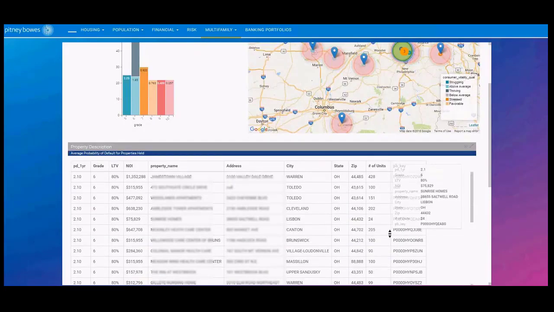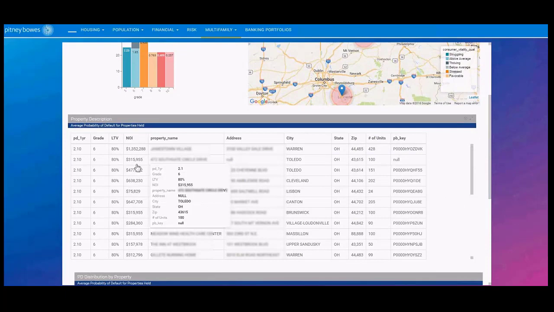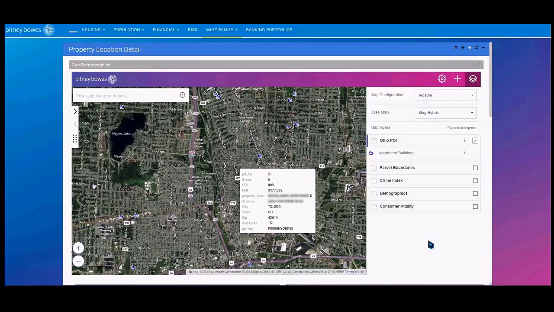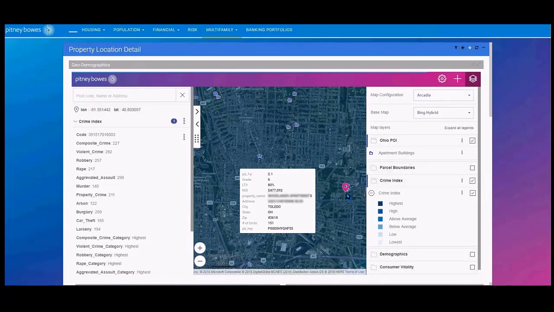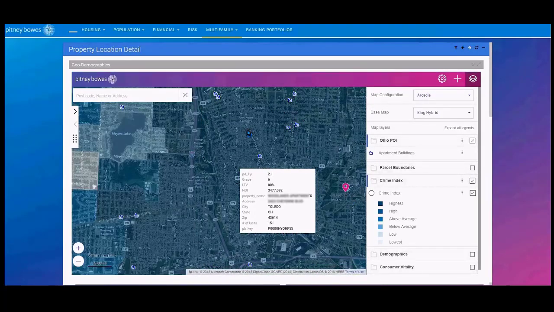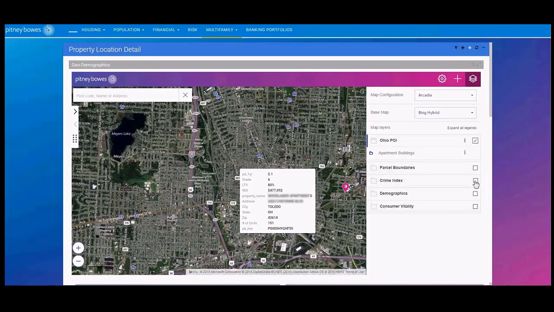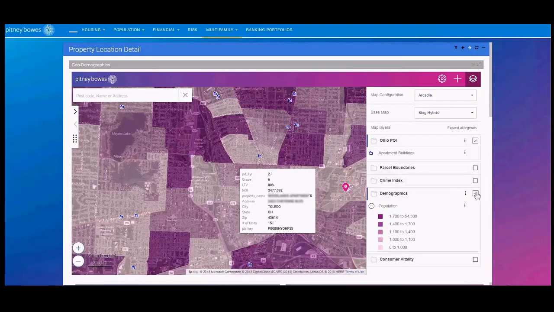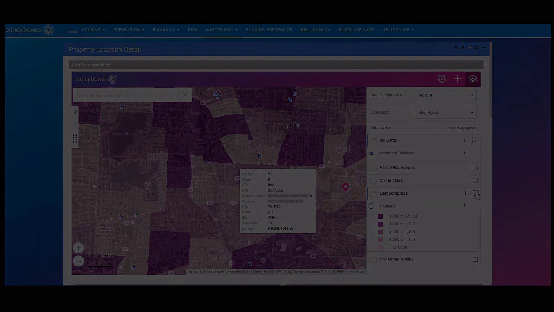Let's say we're going to go to committee and discuss these properties. I can click on these addresses and now overlay information about the parcel boundaries, crime index, which is very important for commercial real estate bankers. They want to know how the parcel boundaries have changed and, of course, what else is going on around the properties that may impact the value, the vacancy rates, and obviously their ability to generate income.